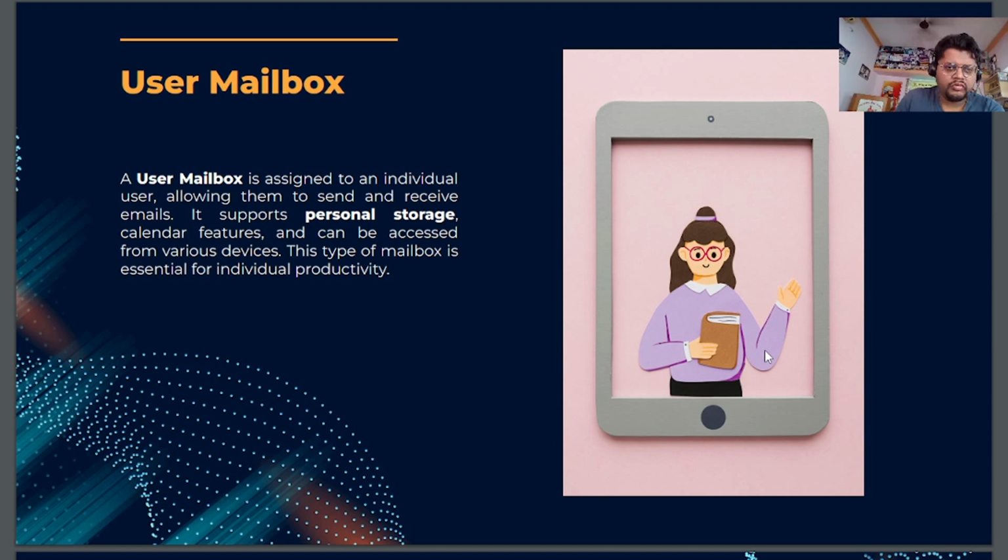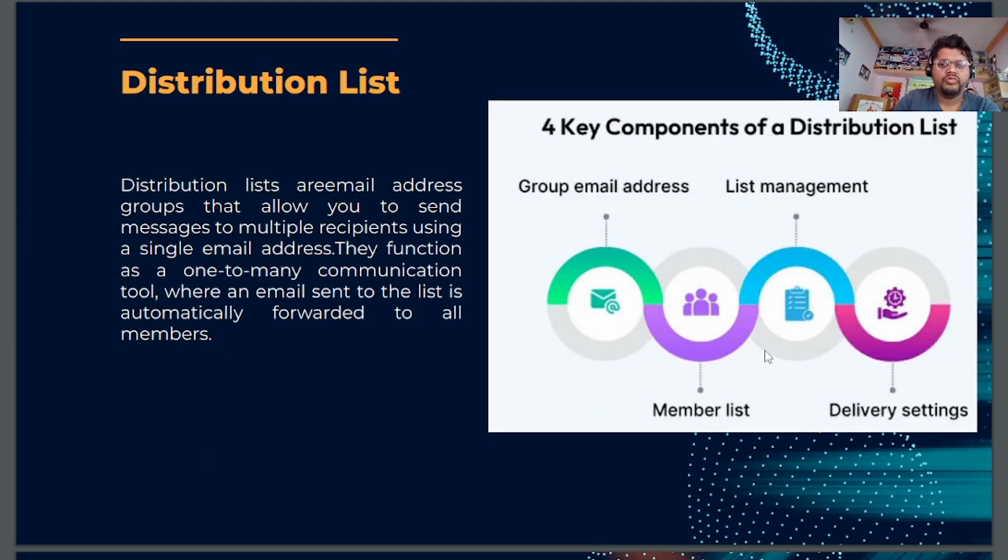Now let's move to distribution list. We have discussed the mailbox first, and now we come to our distribution list. A distribution list is different from the mailbox. In a distribution list, we create an email ID which is not specific to a user mail ID. This is a generic ID, and this email ID we use to broadcast messages to multiple users. This is also known as a group email ID.